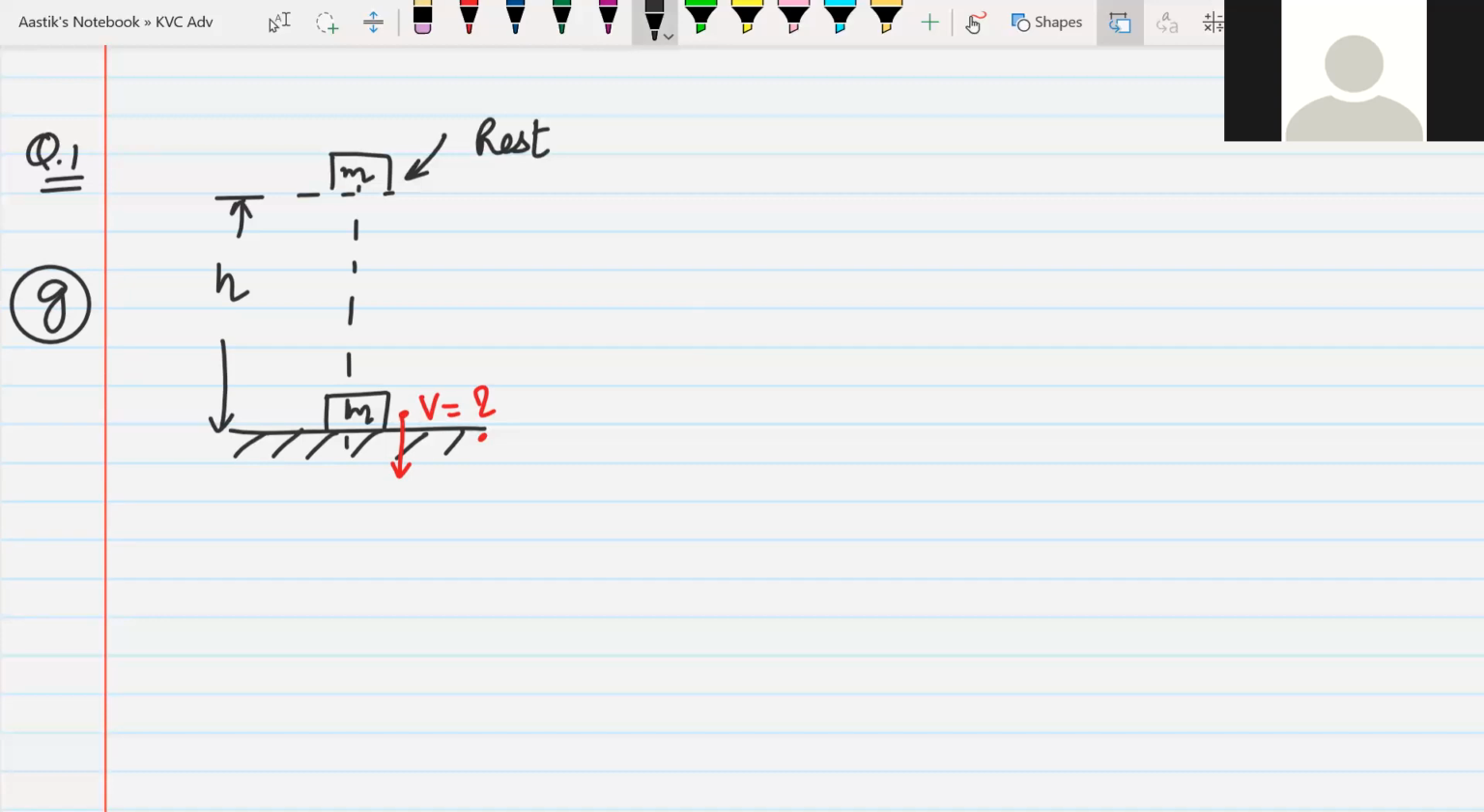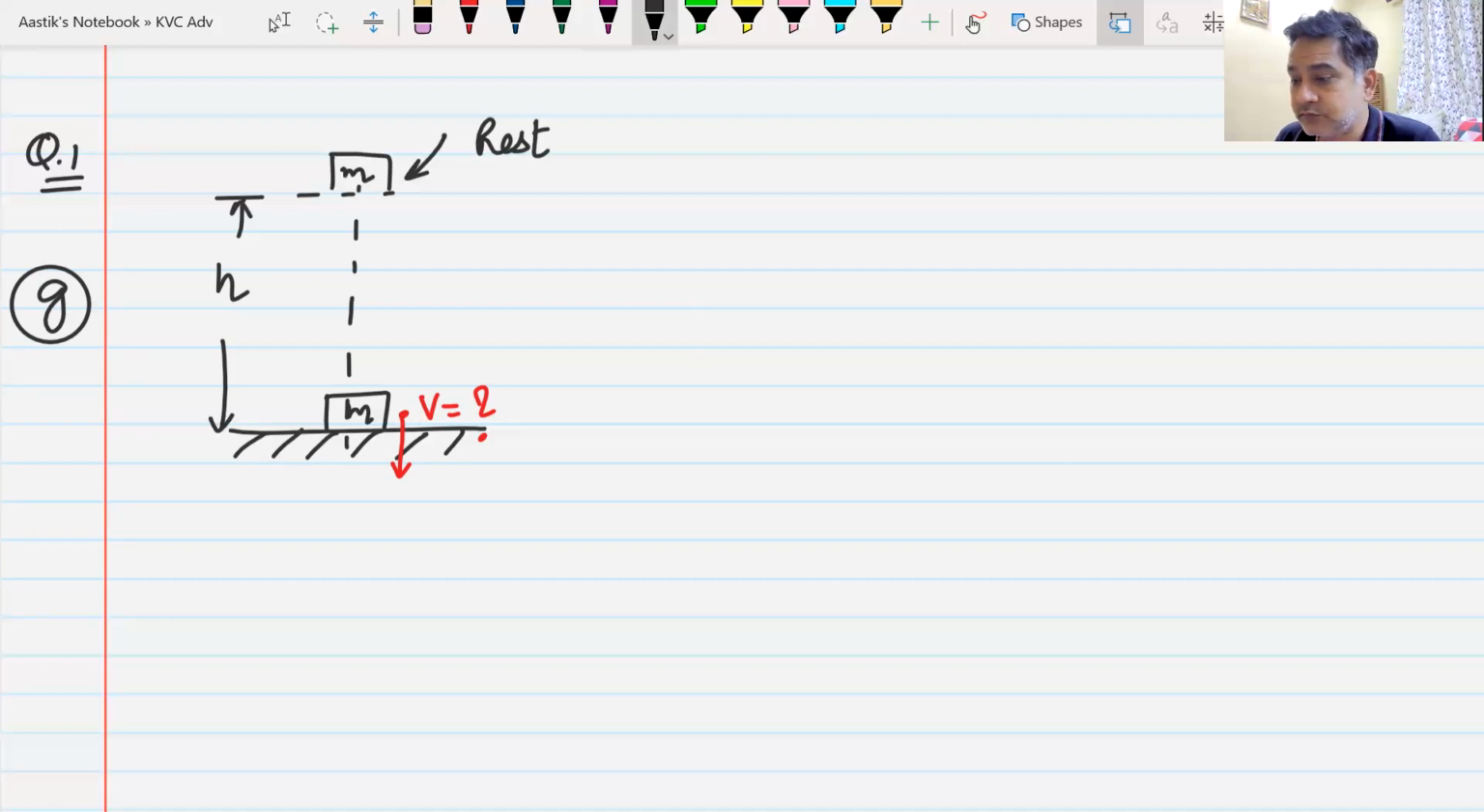Yes, sir. It's done. What is the answer? Root 2gh. How did you get it? Sir, I took the initial velocity as 0. Okay. Acceleration due to gravity is g. Displacement is h. And I have considered v square equals u square plus 2as.